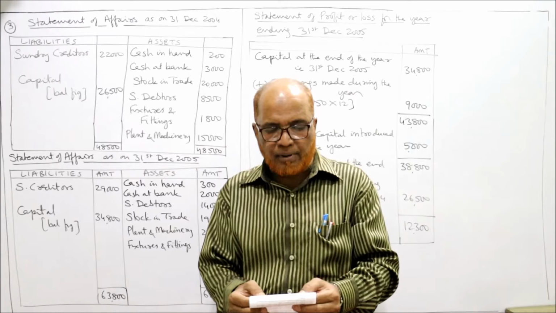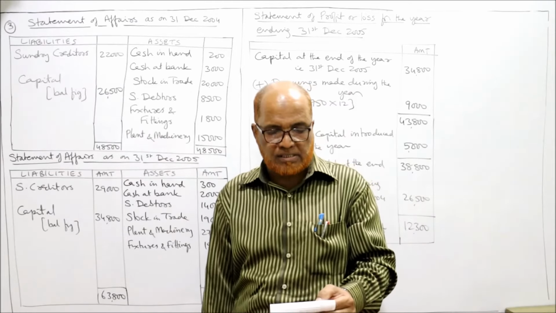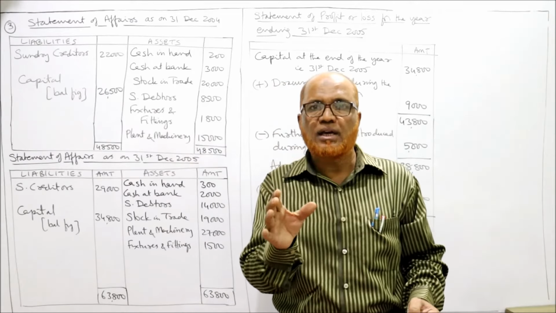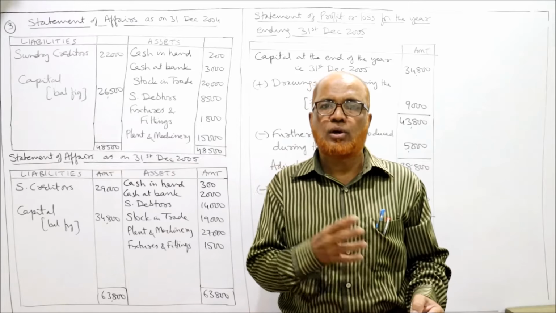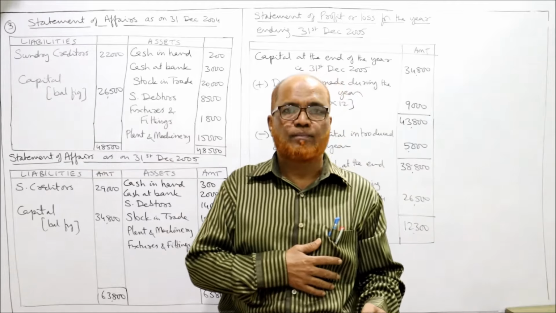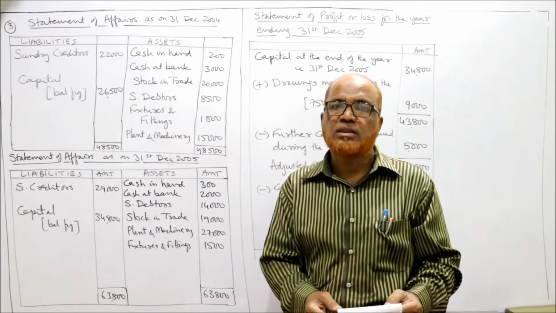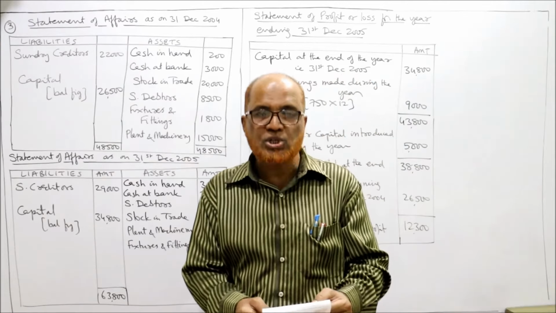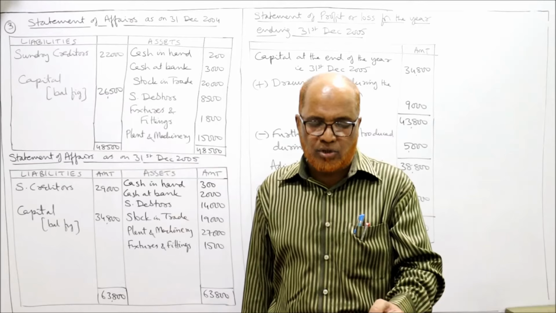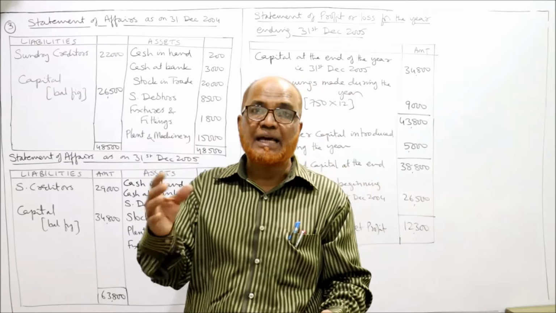And during the year, Ram Prakash introduced 5,000 rupees as further capital in the business and withdrew 750 rupees per month. So during the year, further capital he has introduced 5,000 and every month he has withdrawn for personal use 750 rupees. Drawings. Now at the end of the year, on 31st December 2005, his position was as follows. Cash in hand, cash at bank, debtor, stock in trade, plant and machinery, fixture and fitting, sundry creditors. These are all the assets and liability at the end of the year.